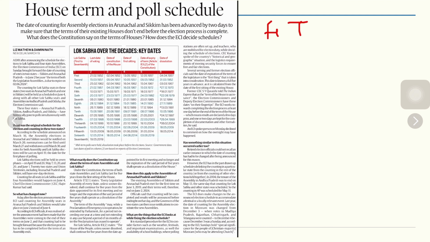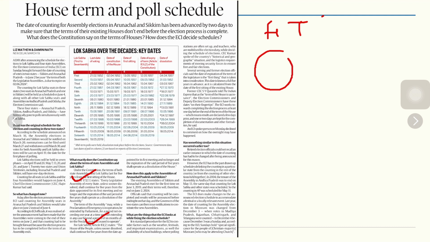Now comes another topic, that is House term and poll schedule. You must have seen that under Article 172, every legislative assembly of a state, unless sooner dissolved, shall continue for 5 years from the date appointed for the first meeting. The same is in Article 83(2), where the House of the People, that is Lok Sabha, unless sooner dissolved, shall continue for 5 years from the date appointed for the first meeting, and no longer.